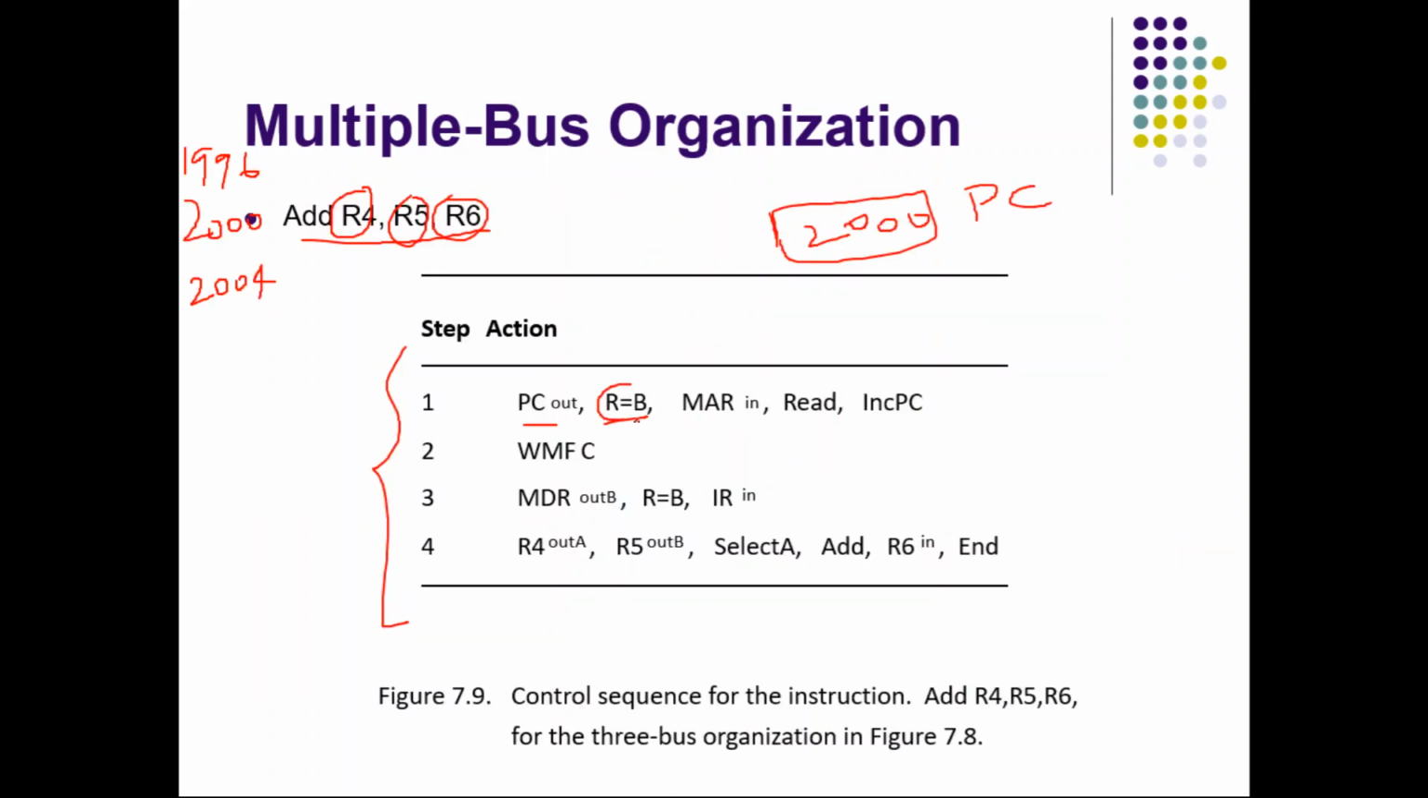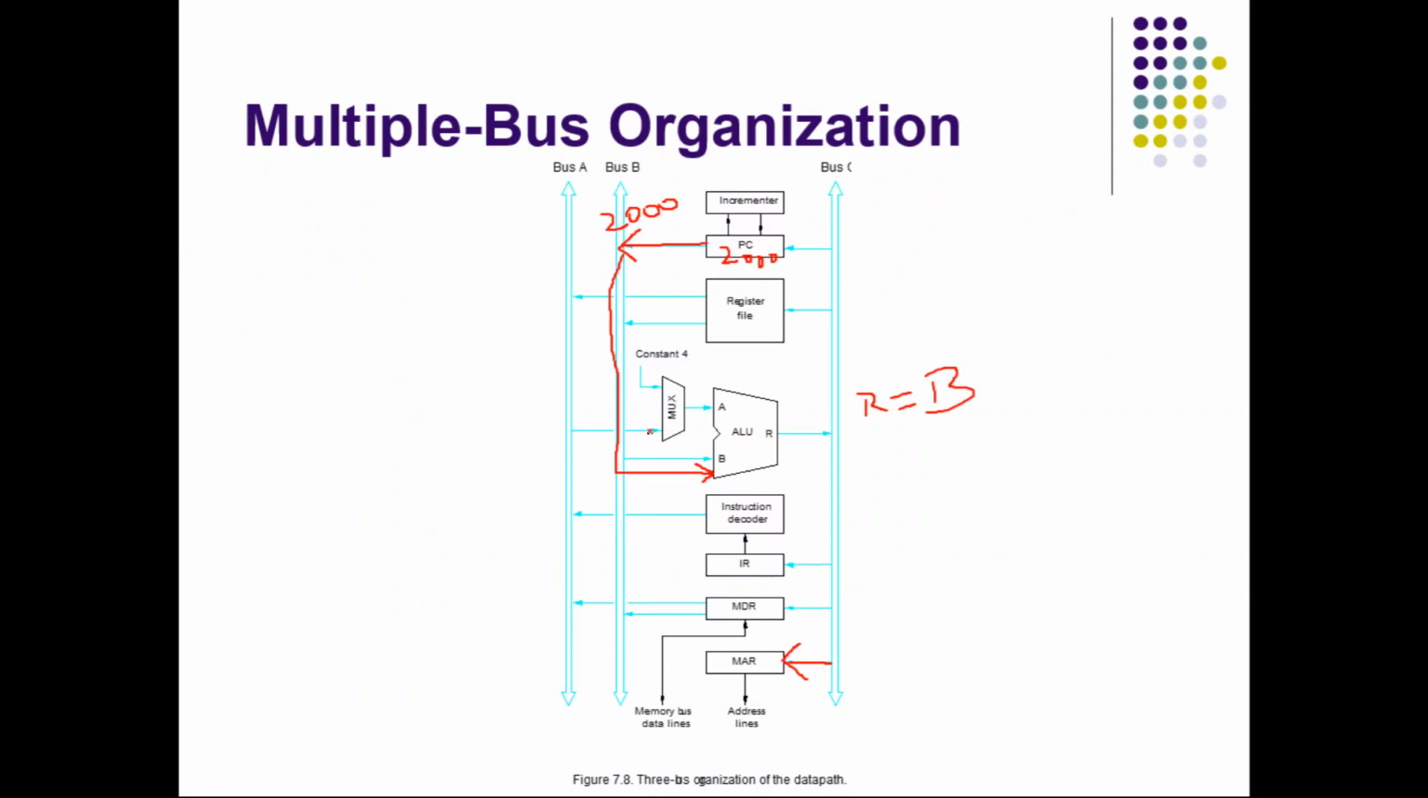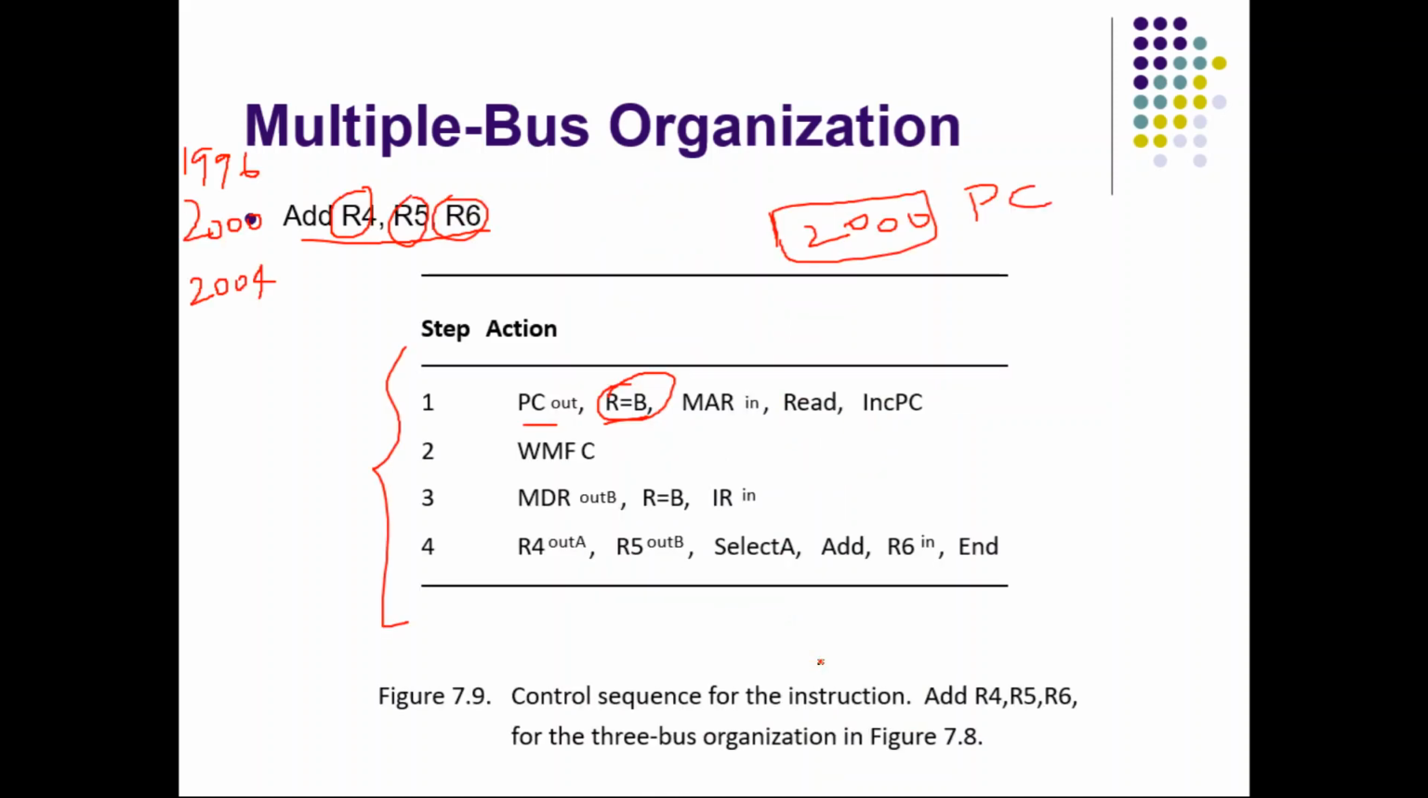Why are we doing this? Because B contains 2000, we say R equal to B, so R also will hold 2000. R is nothing but the output of the ALU, so it means that now bus C contains 2000. From PC you cannot write to bus C, so we do it like this: from PC write to bus B, then say R equal to B, so that it comes to bus C. Now you can say MAR in, and this will go into MAR.